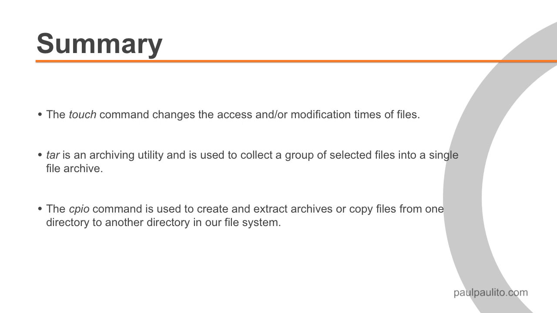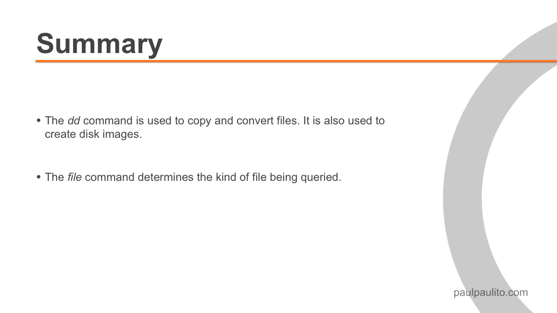Summary. The touch command changes the access and/or modification times of files. tar is an archiving utility and is used to collect a group of selected files into a single file archive. The CPIO command is used to create and extract archives or copy files from one directory to another directory in our file system. The dd command is used to copy and convert files. It is also used to create disk images. The file command determines the kind of file being queried.